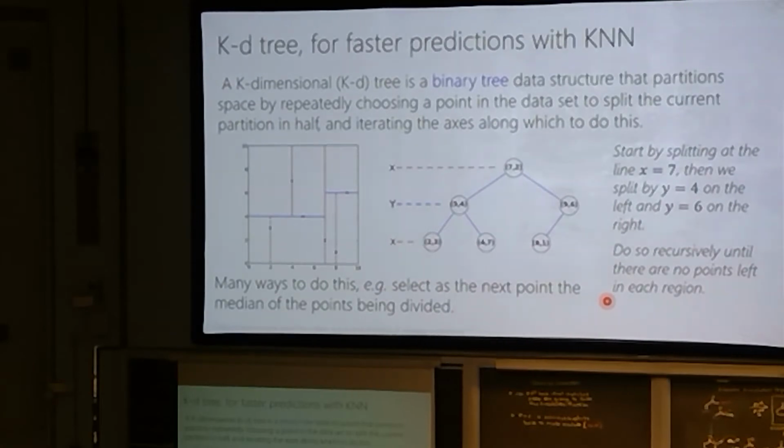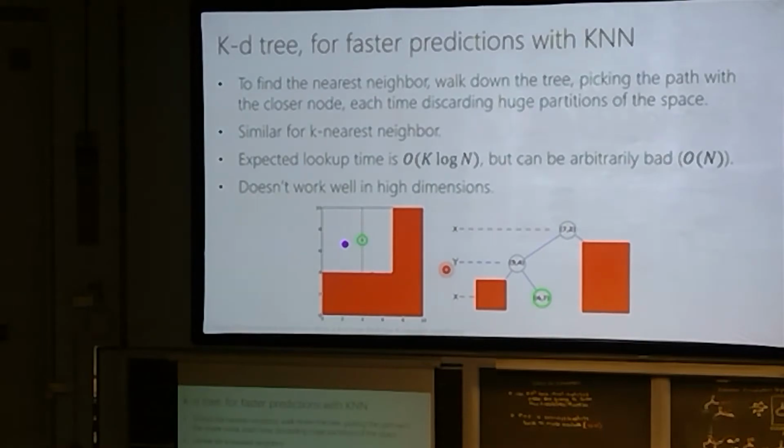And then you can recursively do this until there are no points left. And so now the idea is that you have a tree, a data structure, that's going to enable you to search for your nearest neighbors. And so how can you do that?